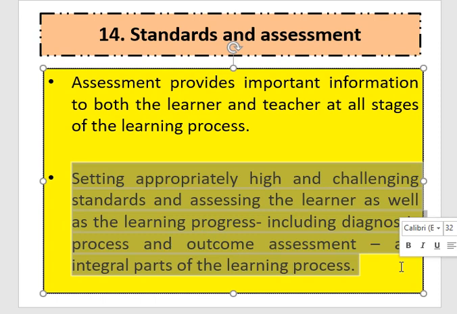So, anong ibig sabihin yan? Dapat may standards ka. Dapat may learning outcomes ka. May mga objectives ka. Para alam mo kung ano yung gagawin nila. Or para alam ng mga students kung ano yung gagawin nila. Include diagnostic. Know the level of your students. Do not assume things. Know your students first.